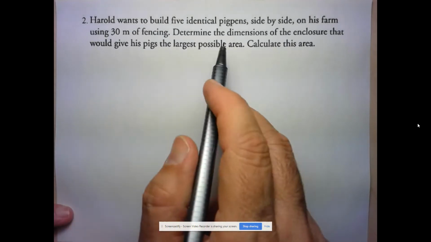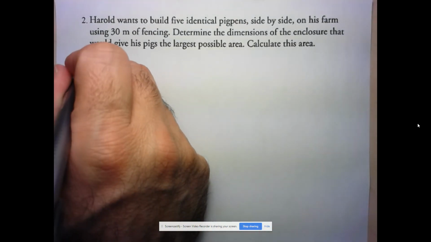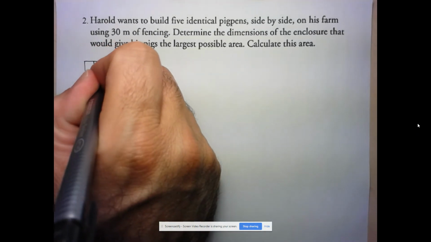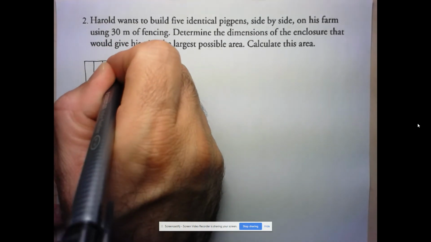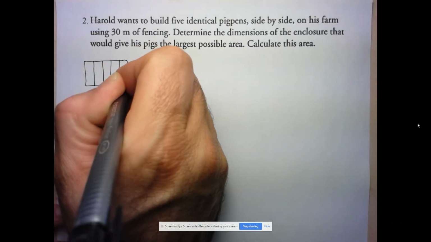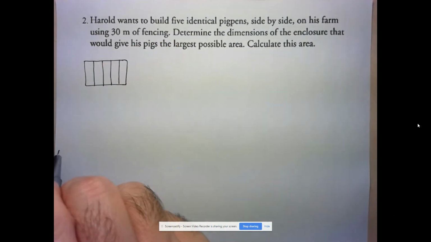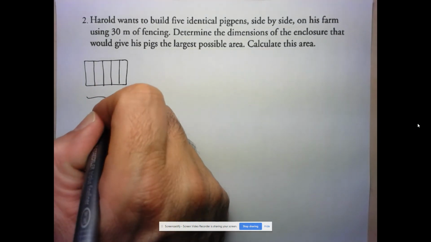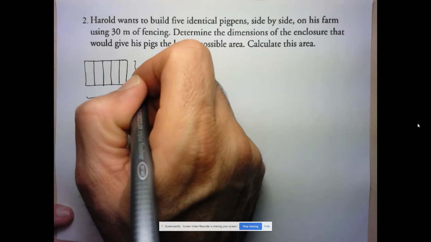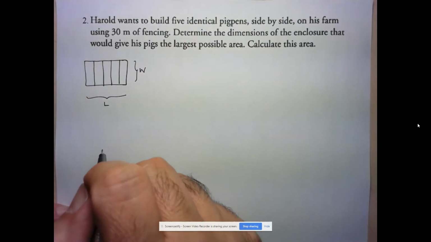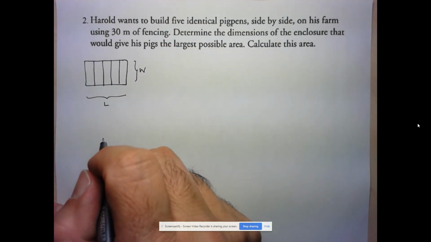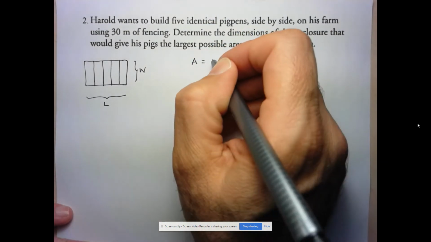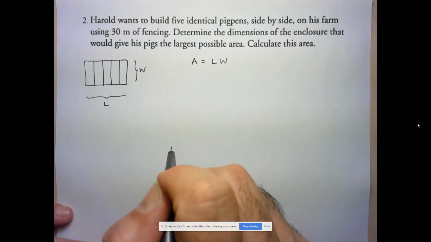So anything that's geometric, we should be drawing a diagram here. So we've got 5 pig pens. So we got 1, 2, 3, 4, and 5. Okay. And they want the dimensions of the enclosure. So I'll take this whole thing and call it the length, and then this will be the width. All right. And we want to determine the largest possible area. So the function I'm going to be working with is area equals length times width.